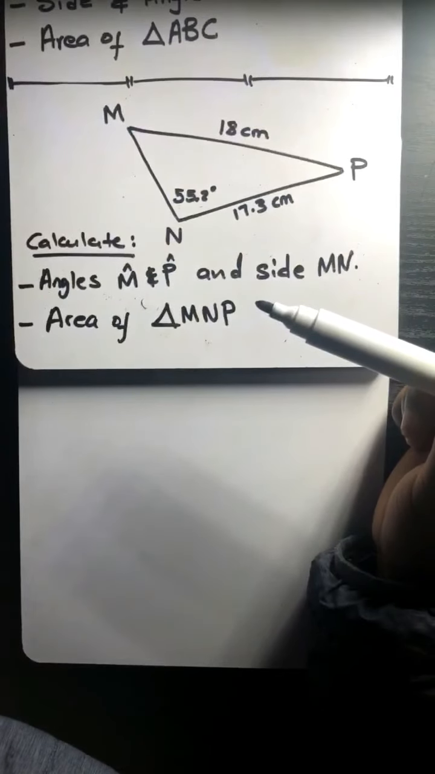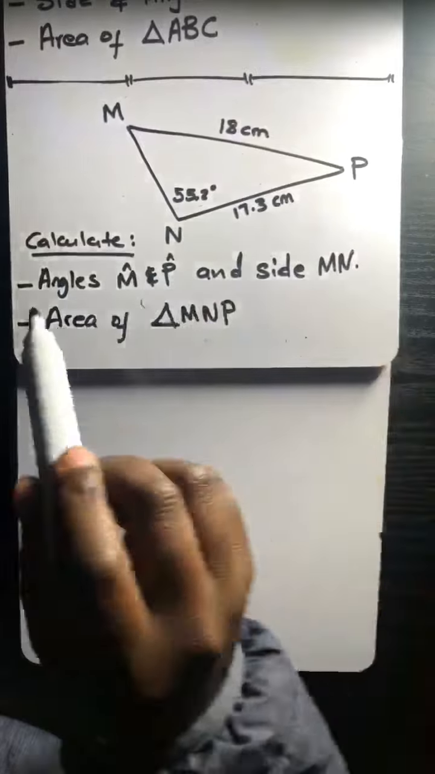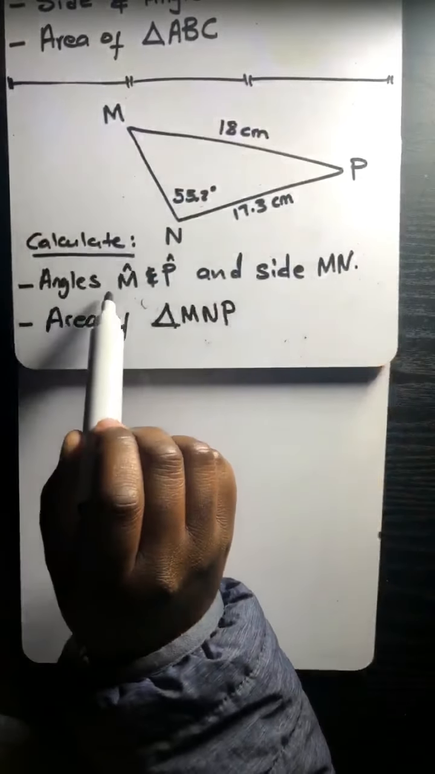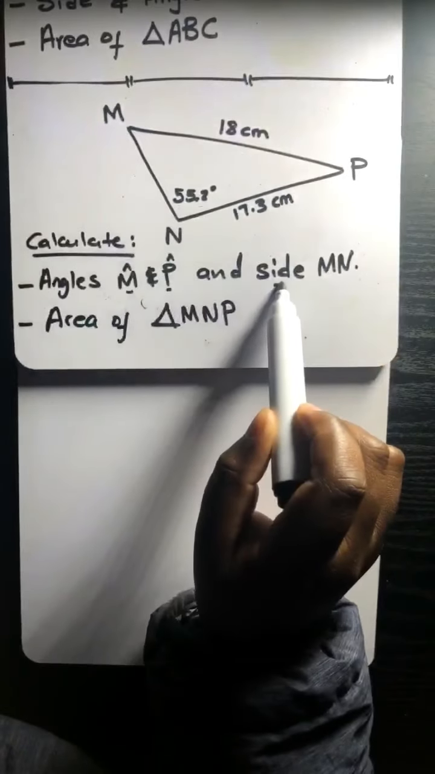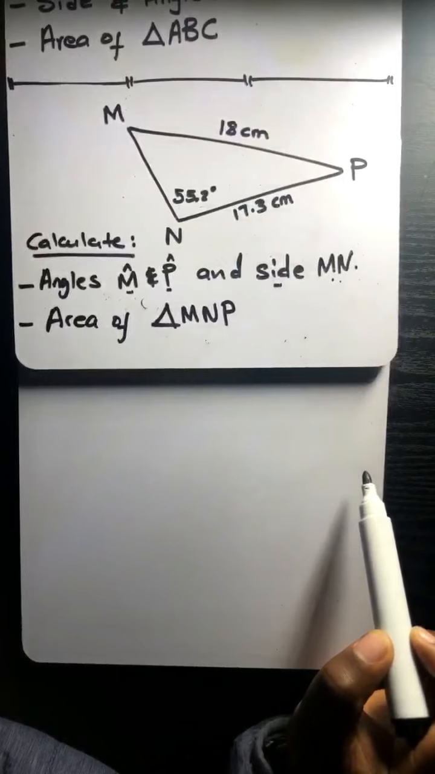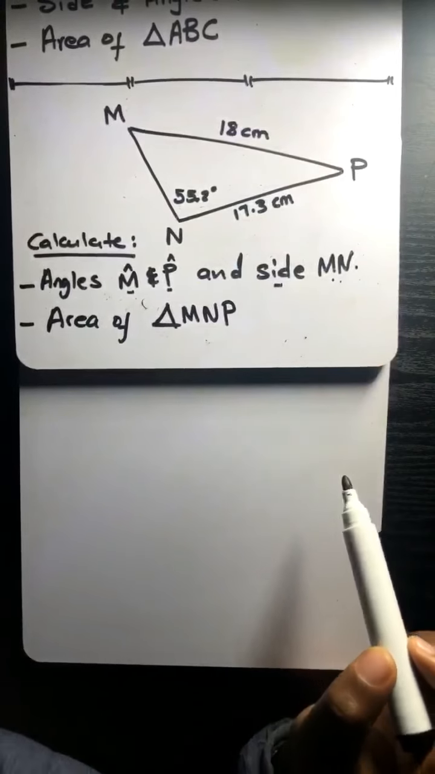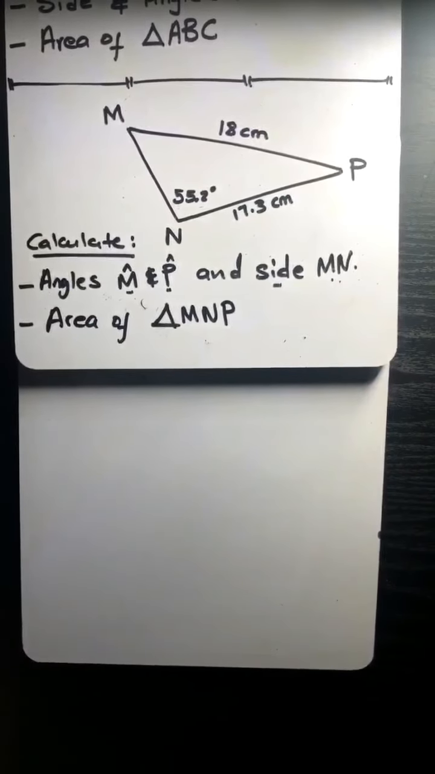In this case, they say calculate the angles, being angle M and angle P, and side MN. I'm not sure if I can choose someone, so that someone can give it a try in terms of which rule can we use over there.